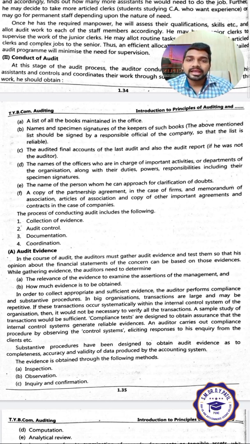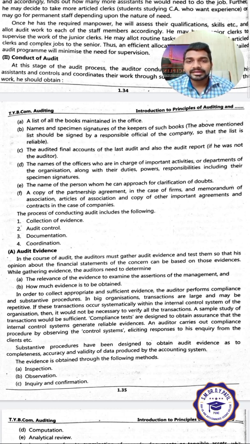last audit and also the audit reports, the names of the officers who are in charge of important activities or departments of the organization along with their duties, powers, responsibilities, including their specimen signatures, the name of the person whom he can approach for clarification of doubts, a copy of the partnership agreement in the case of firms, the memorandum of association, articles of association, and a copy of other important agreements and contracts in case of companies.